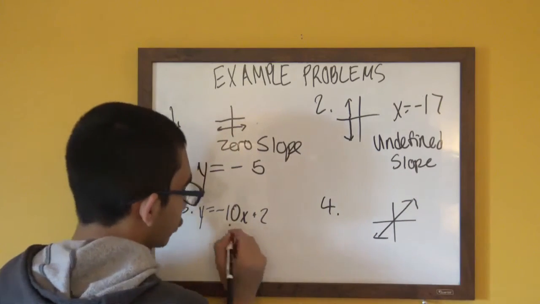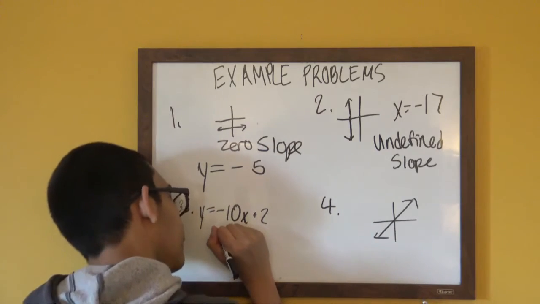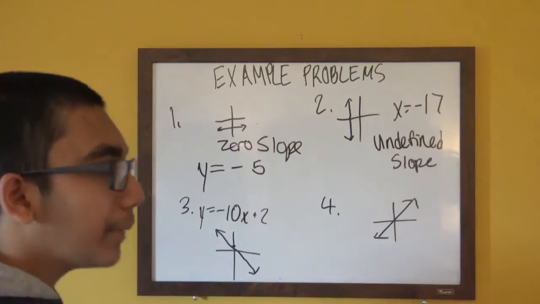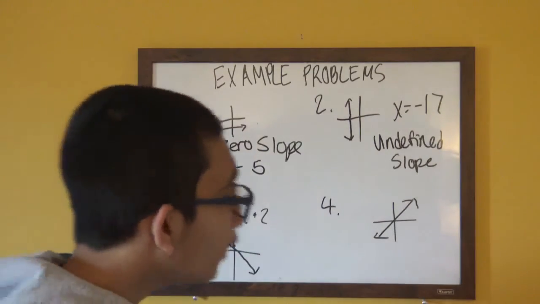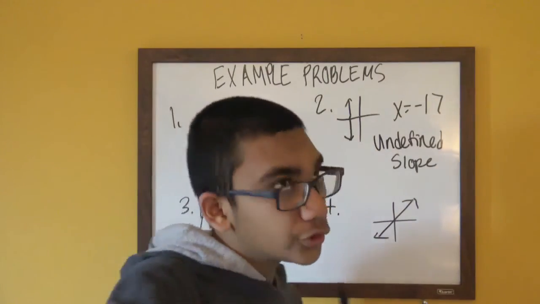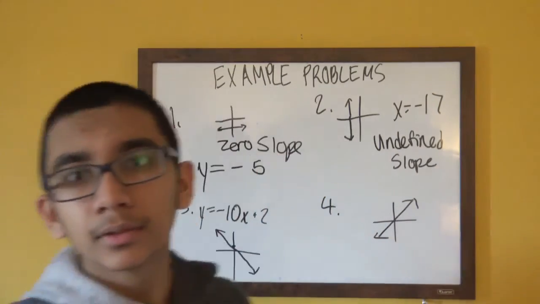So let's estimate where 2 would be. And we draw from the top, like it's going to the top left or the bottom right because it's negative. Now for number 4, it goes to the top right or bottom right, right? As you can see.